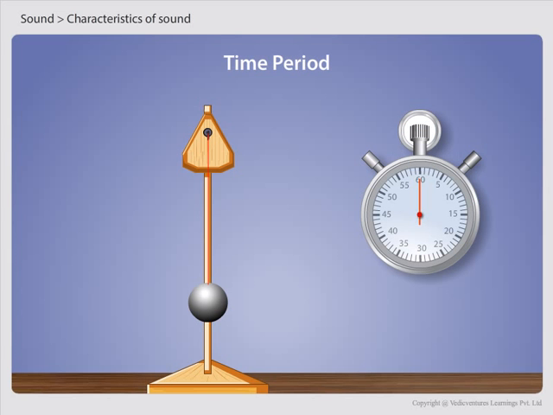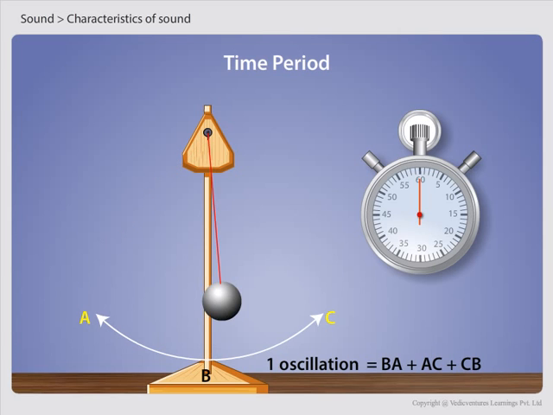Consider the previous example of the simple pendulum. The pendulum is said to complete one oscillation when the bob of the pendulum travels from point A to point C and then again to point A. Or we can say that one oscillation equals BA plus AC plus CB.